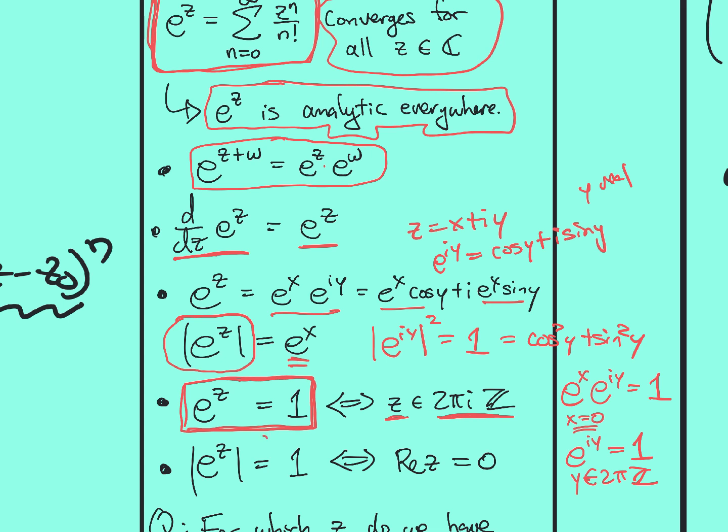And I think I already said this here, but the modulus of e to the z will just be e to the x. So this is 1 only when the real part of z is 0, i.e. x is 0.